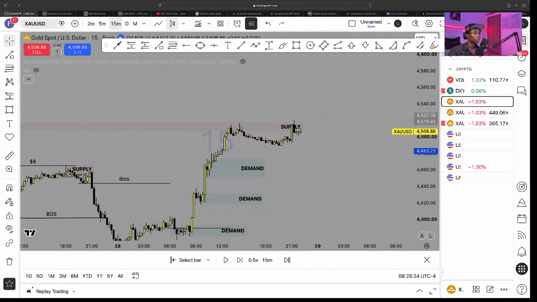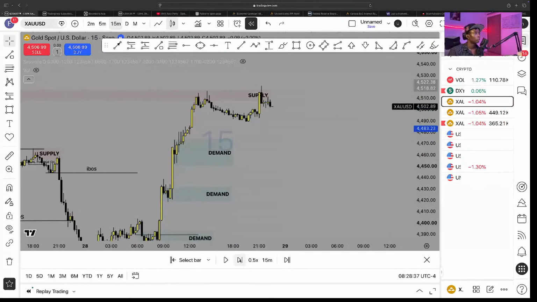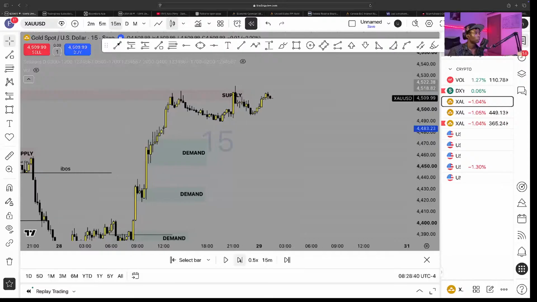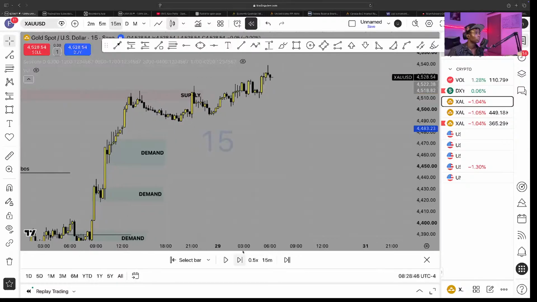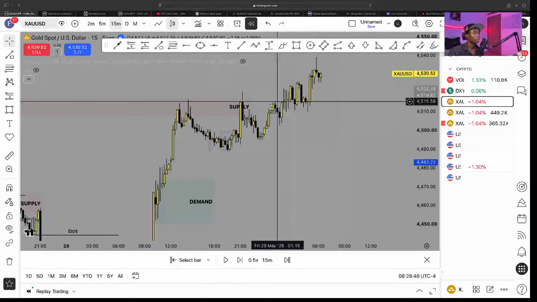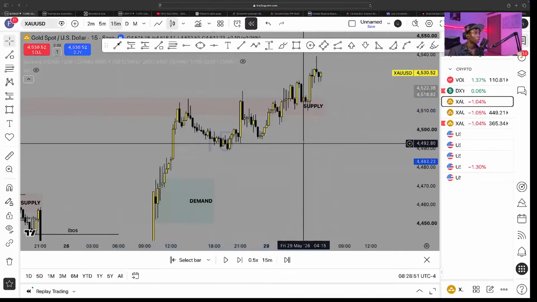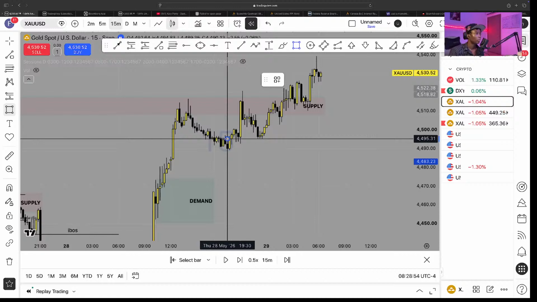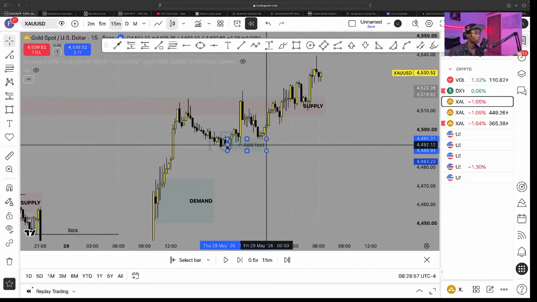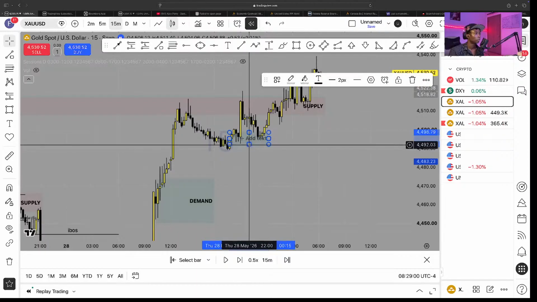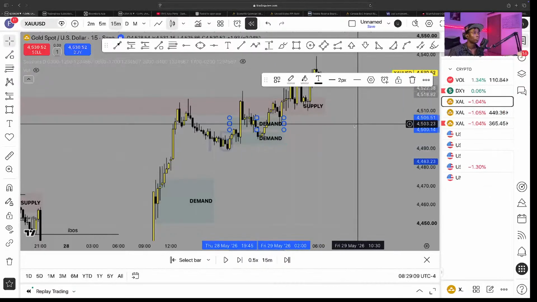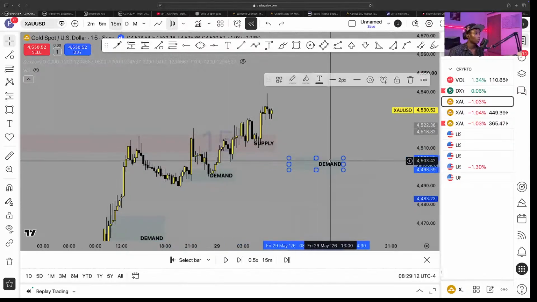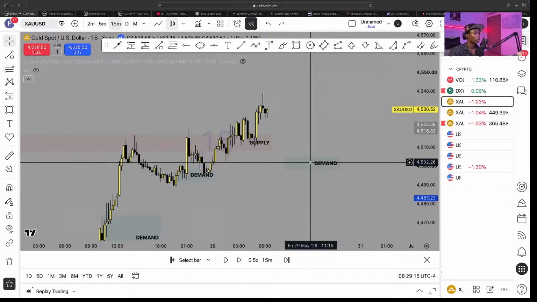So now I need to take this out. Let's keep playing price forward. You guys can see here the demand is stepping in at this point so hard. We are at the demand level at this point. So we're at another demand level at this point.